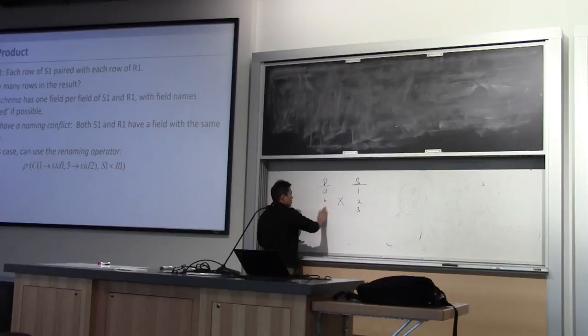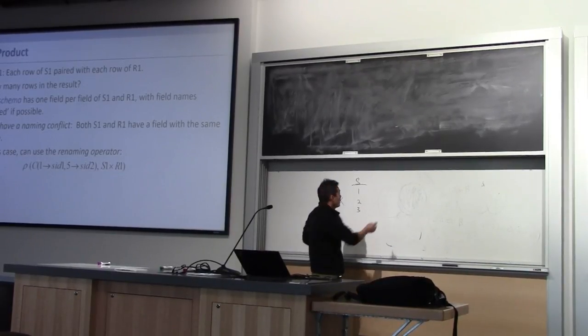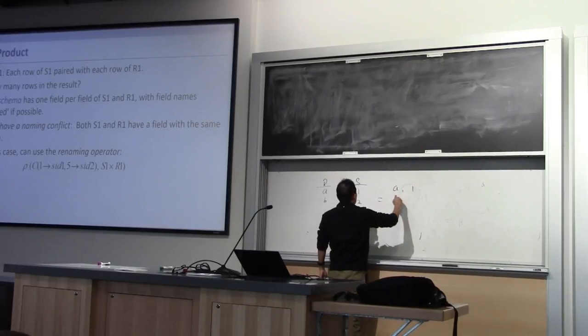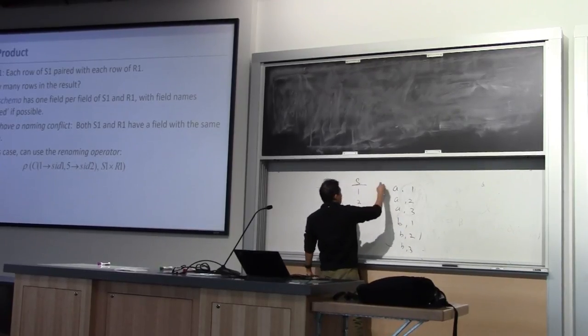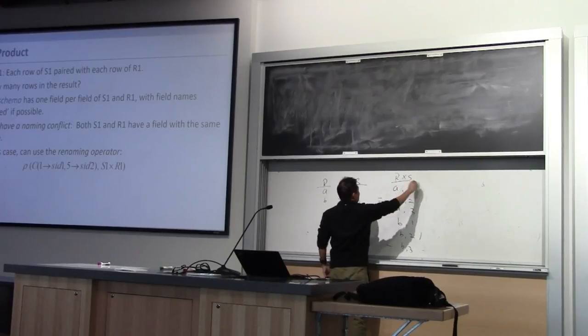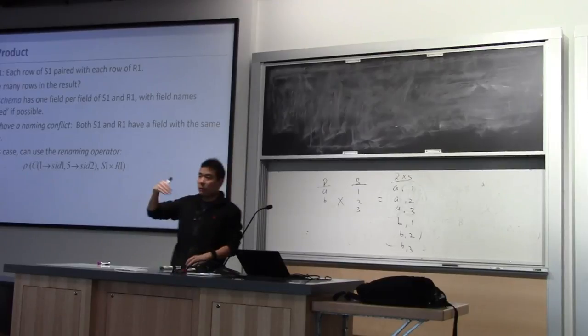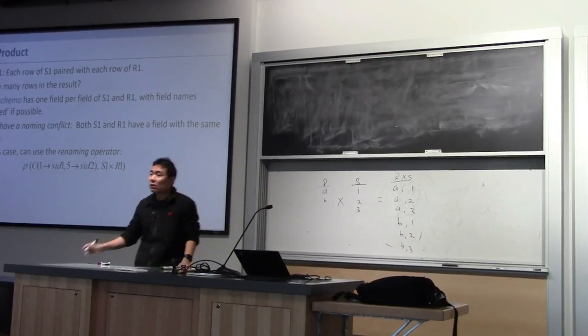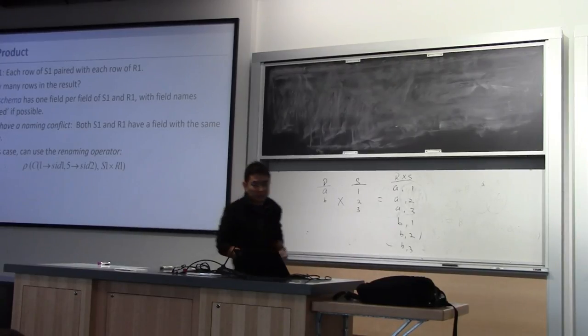If you cross product the two, what you get is this. So that's the cross product of the two. You glue the schemas together, then you produce all possible pairs between the input records of the two relational instances. That's it. That's cross product.